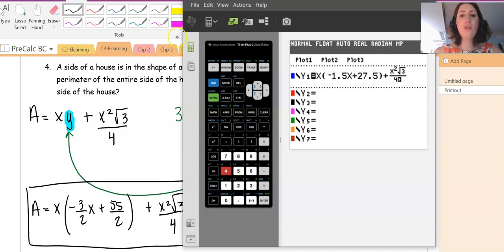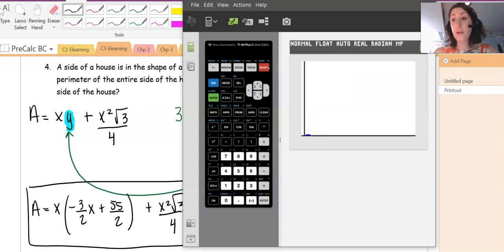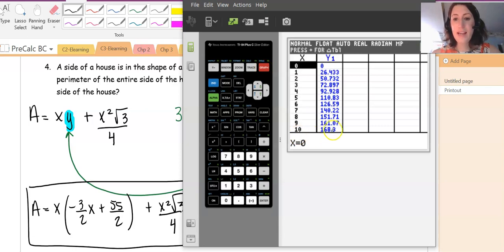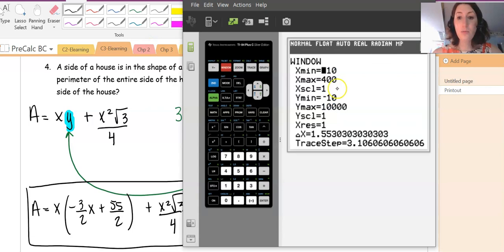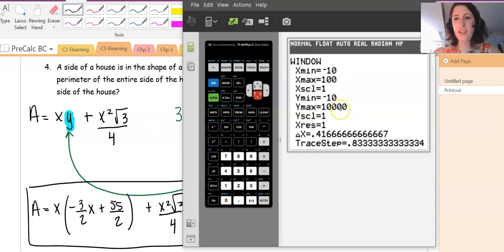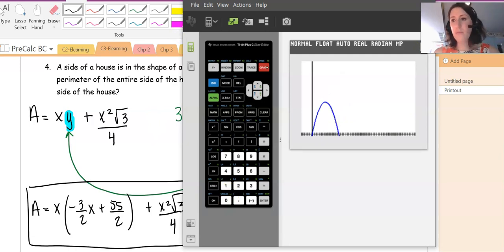Okay, so then I'm going to graph. And well, clearly my window is not what it should be. So let's go check out my table. At 10, it looks like I'm up at 168. Okay, so 400, that seems a little much. So let's start with 100. And then at 10, I was up at 168, so let's say, I don't know, let's say 400. Let's see what happens. Okay, looks pretty good. I can zoom in a little bit if I'd like.